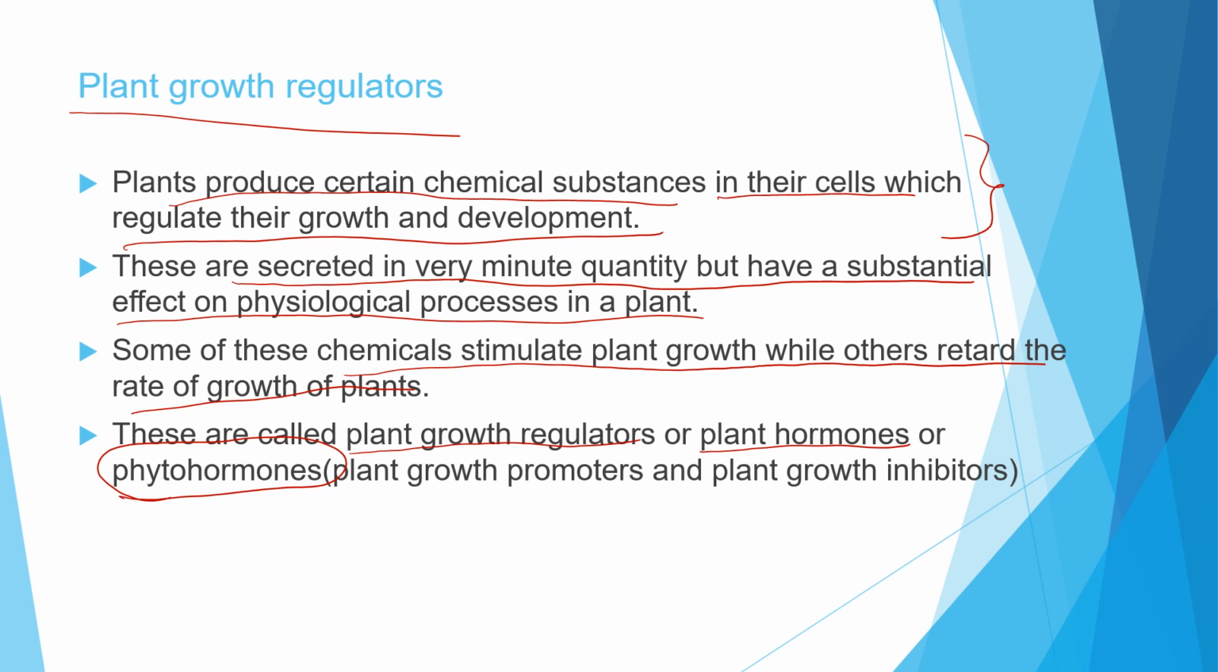Now these are again divided into two types. First, plant growth promoters, and second, plant growth inhibitors. So first we categorize them as plant growth promoters and plant growth inhibitors. Now we will learn about the function of each in detail.